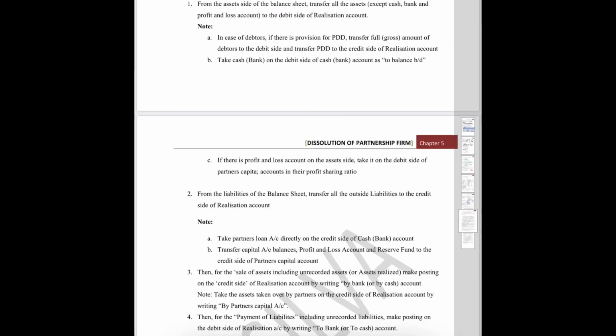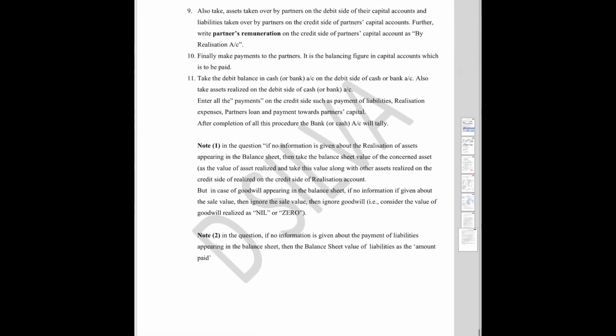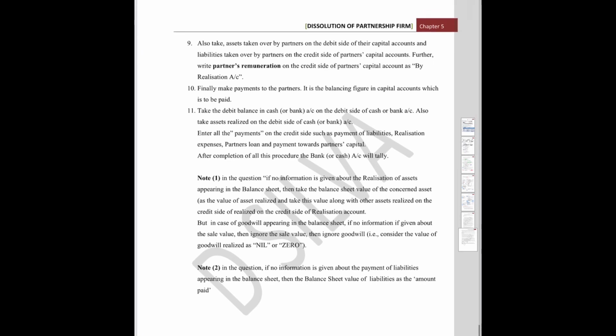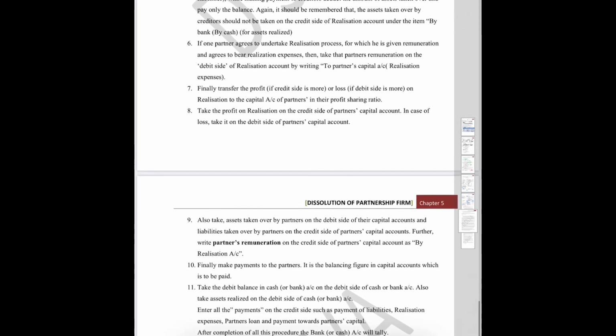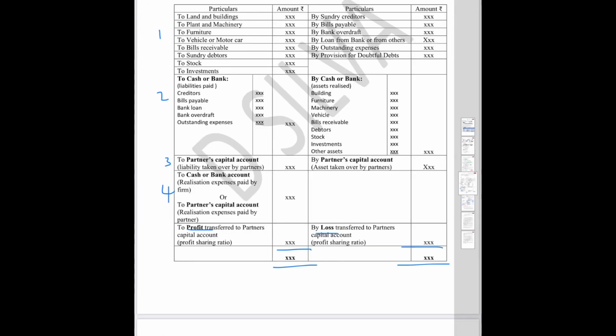Accounting procedure or points to remember. Students, I have given nearly 11 points to remember with 2 important notes. What I would like to say is all these points you will be able to understand while working out the solutions. Again, when I am working out the problems for you, I will explain these points. The continuation of the video, you need to watch it with the help of the format of realization account, partners capital account, and cash or bank account.